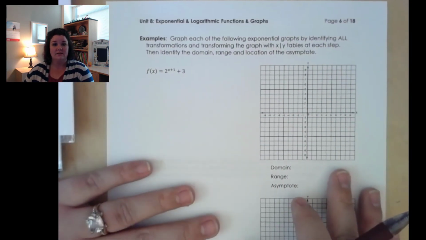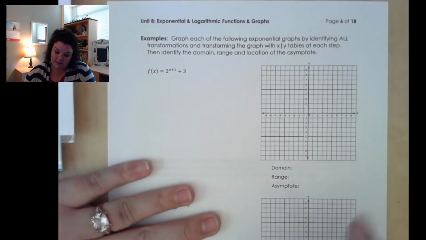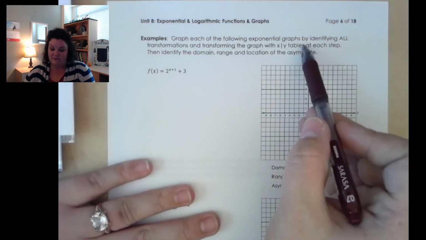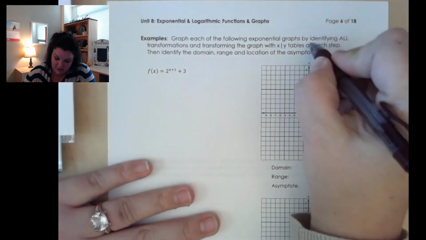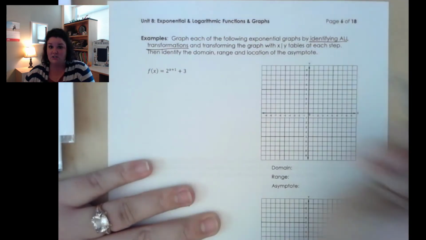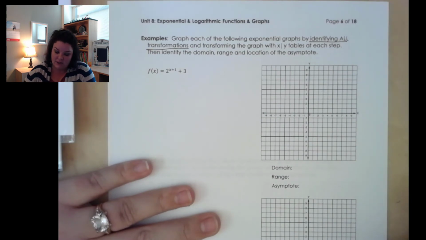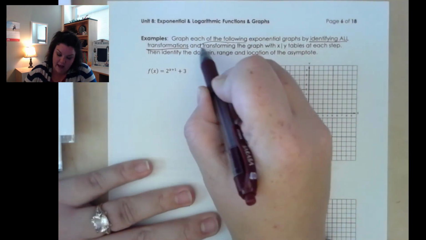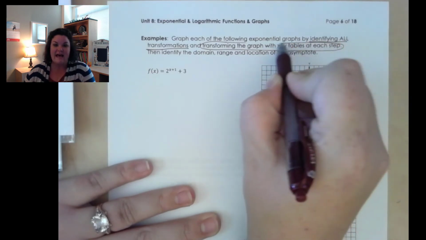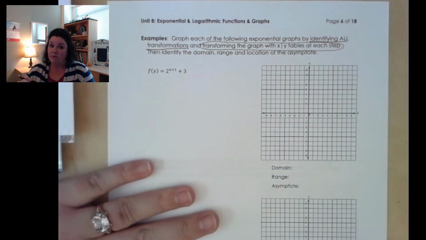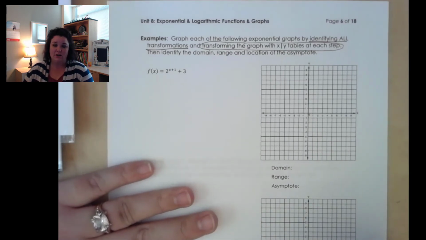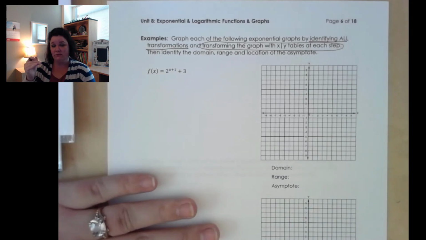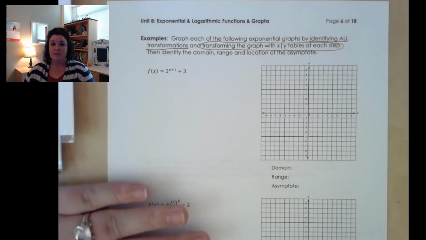Very important because there is a worksheet with this section. Notice here it says graph each of the following exponential graphs by identifying all transformations. So you want to state the transformations just like we're going to do in our notes, and then transform the graph with XY tables at each step. That's how I'm going to grade your paper: not did you plug this into a graphing calculator and sketch a picture. It's going to be did you identify the transformations and then modify an XY table for every single transformation you have. So be sure you do that.